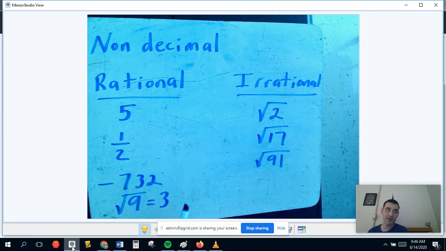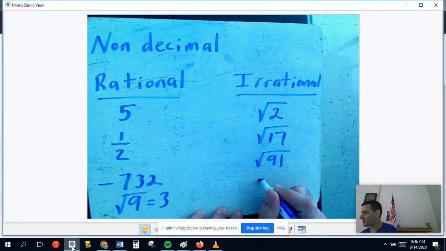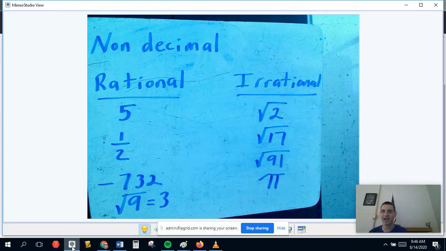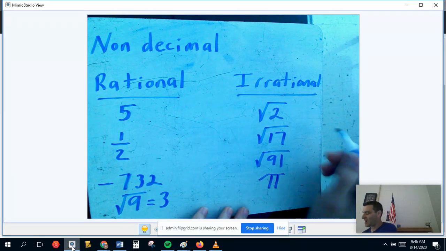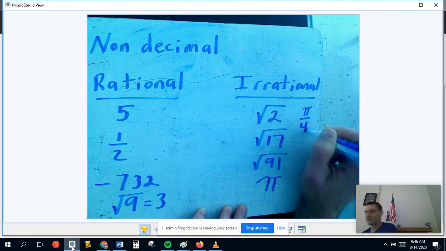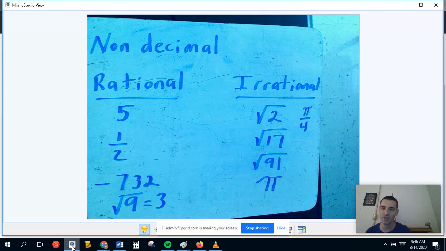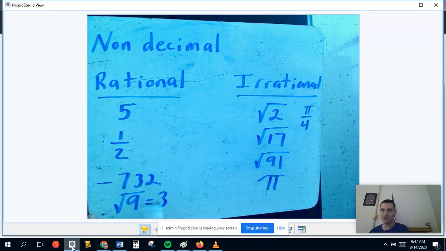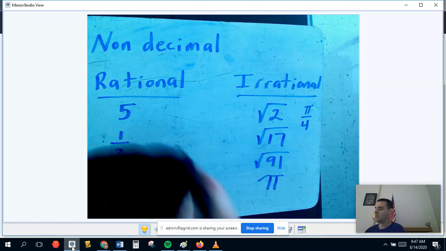There are other irrational numbers. Pi is the one that you have encountered in the past. Pi, of course, is always associated with circles, the circumference of any circle divided by its diameter, or anything that has a pi in it. Okay, they might give you a fraction and it have either a square root or a pi in there, like pi over 4, for example. That would be irrational if it has that square root or if it has that pi. The only exception would be if the square root down here is something you can actually evaluate to a whole number. All right, so that's non-decimal.